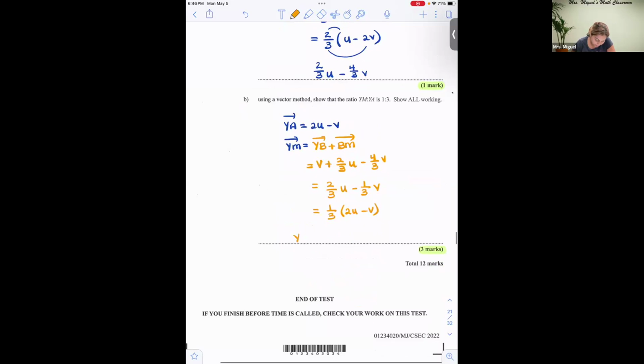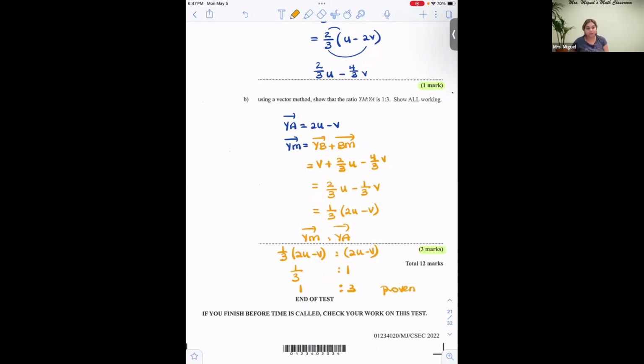So if you notice YA is 2U minus V, so YM is 1/3 of 2U minus V. So YM, so YA is 2U minus V, and YM is 1/3 of that. So this is 1 to 3, and this has been proven.